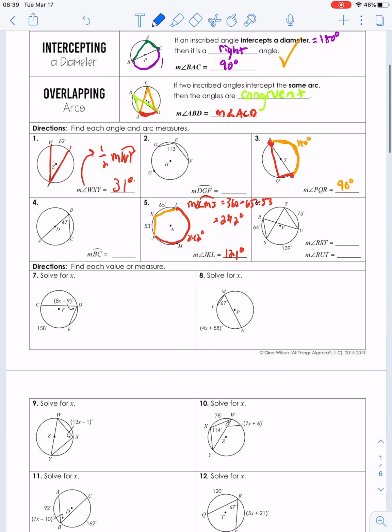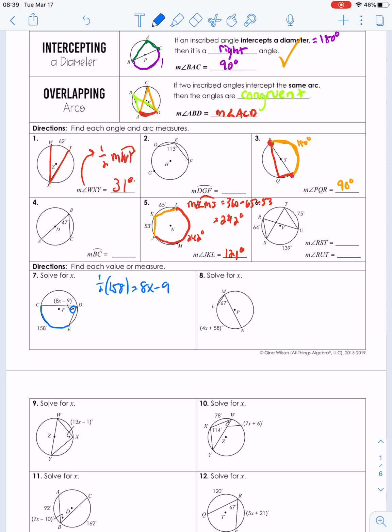Number 7, solve for x. We know that this inscribed angle right here is going to be half of its arc. So we could write it as half of 158 equals 8x minus 9. That's one way you could do it.